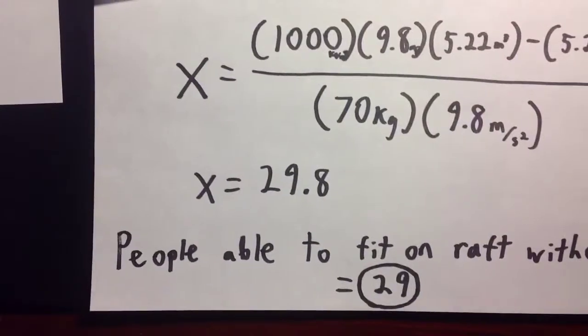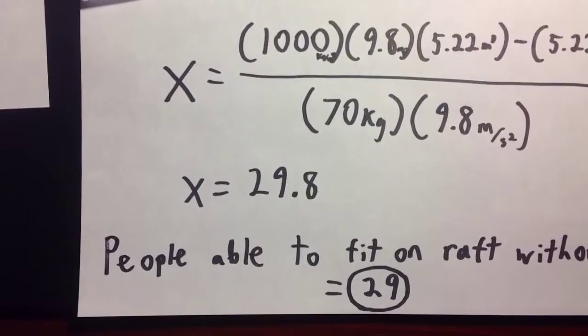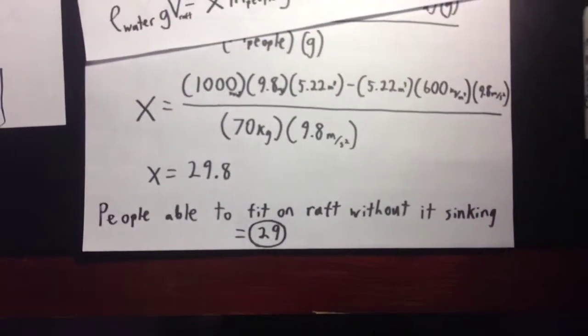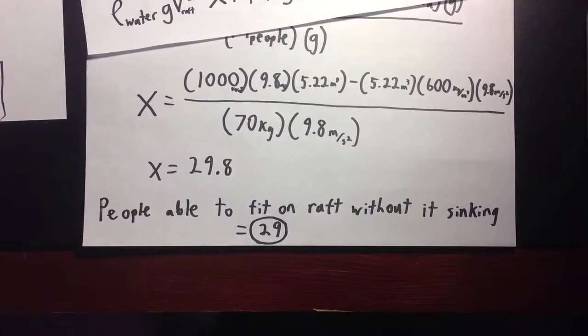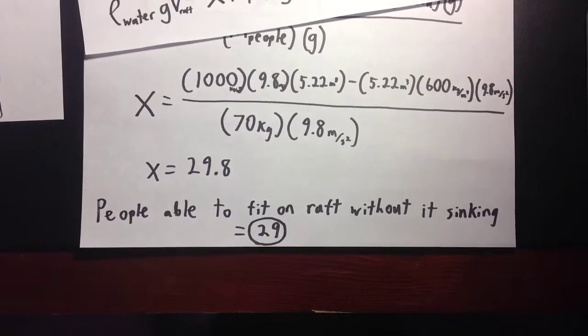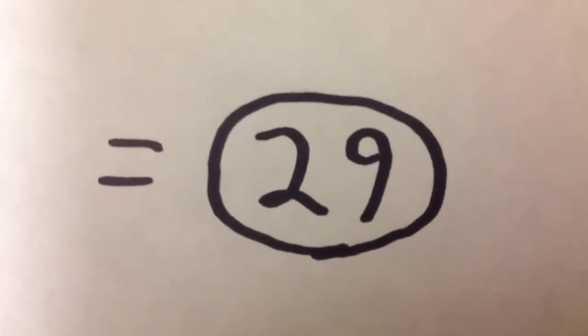Now our answer can't really be 29.8 because you can't have 0.8 of a person, so we must make it 29. Once a 30th person is added to the raft, it would begin to sink. Therefore, 29 people can be on the raft without getting their feet wet.